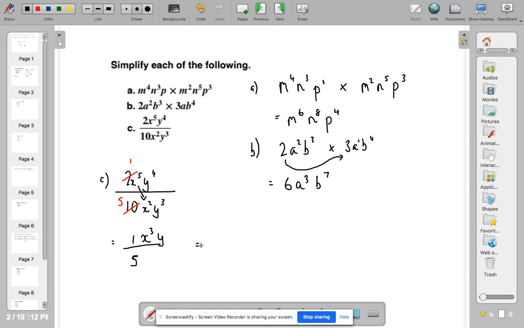Now, for the final answer, I don't have to put 1x cubed y. Okay, I can just put x cubed y. Don't have to put the 1 in. You don't have to put the power of 1 in there either, but we do have to put the 5 in down the bottom. So it's x cubed y divided by 5.